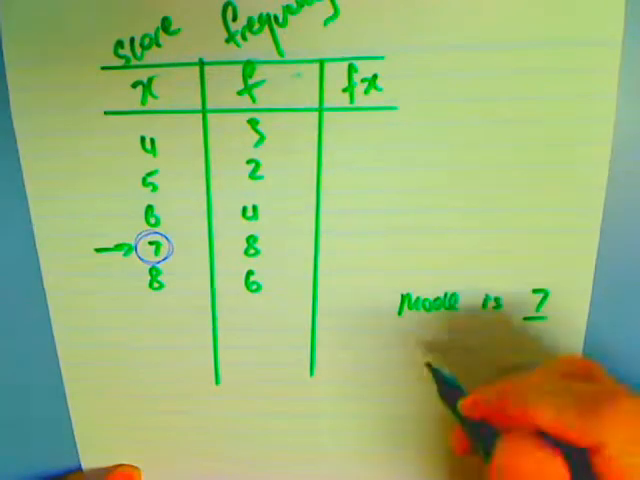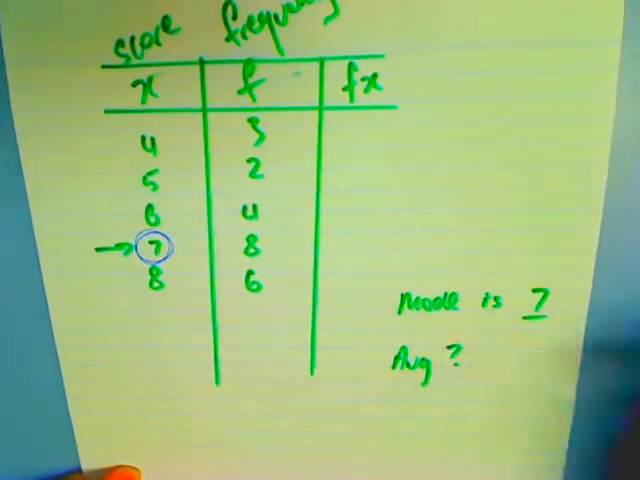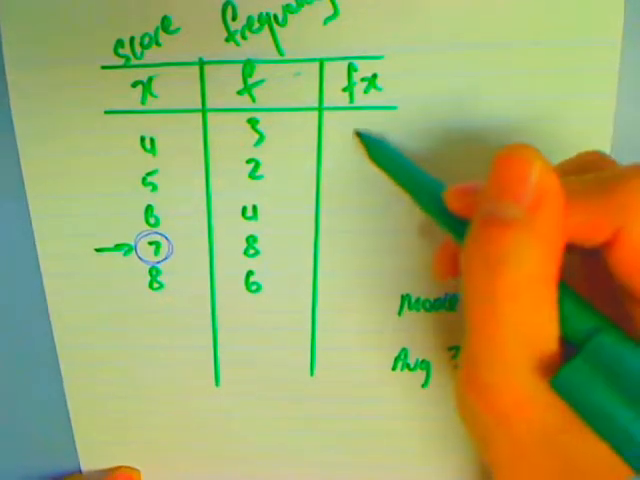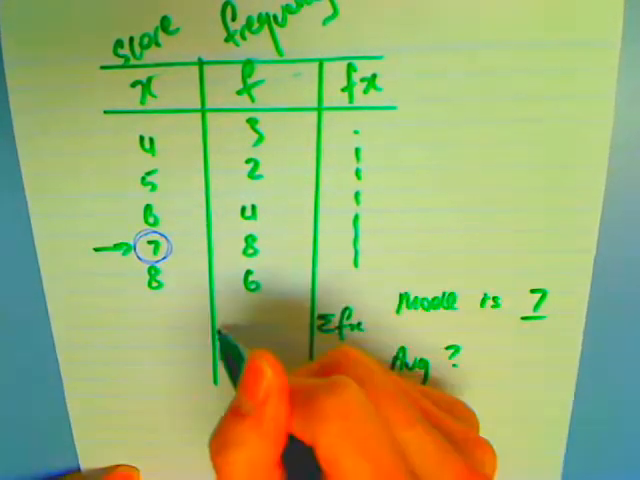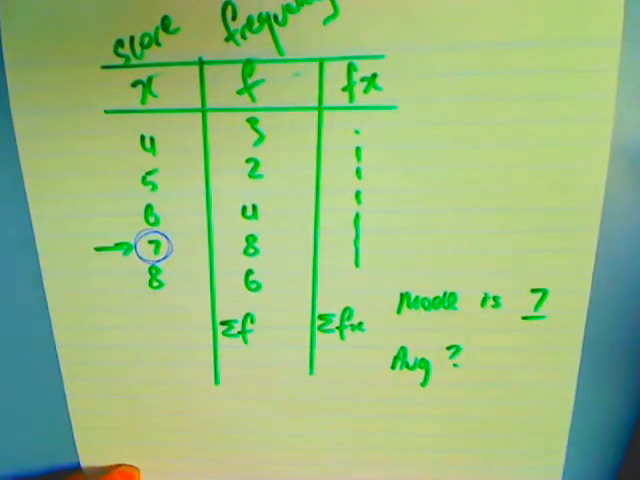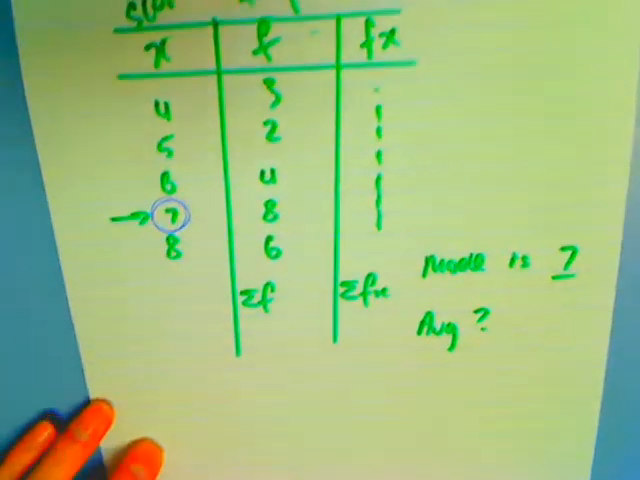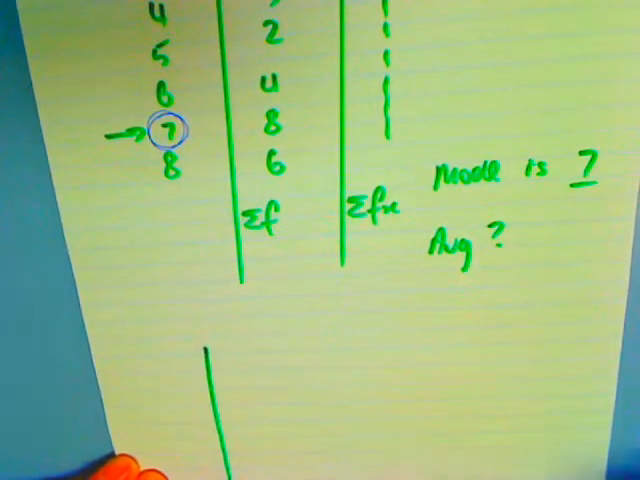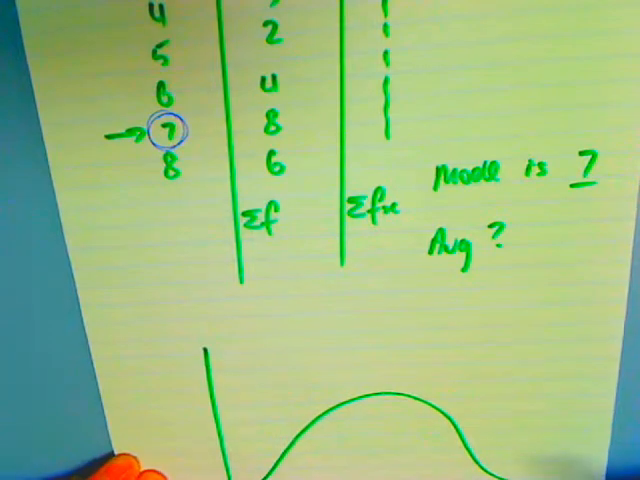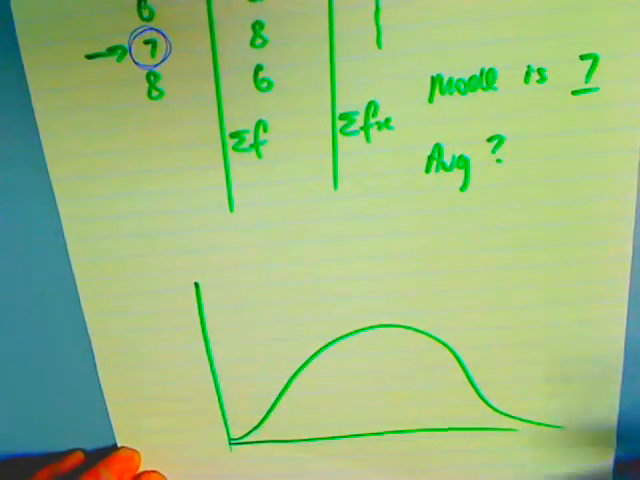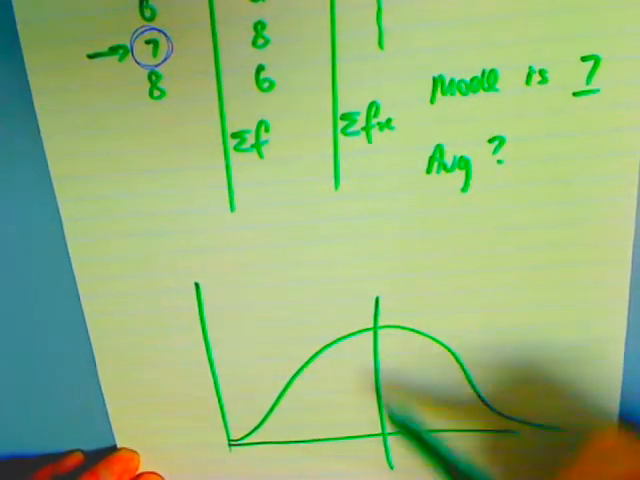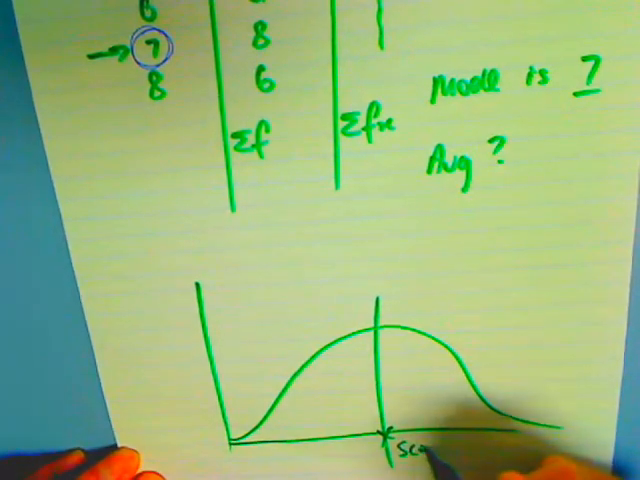From there, questions may ask you what's the average as well, and then you'll have to do the whole FX business, then get sigma FX and sigma F. Is that clear? Another thing may occur if they decide to give it to you in graph form, like that. You may have to analyze the graph and say, well, here's the score that is most occurring.